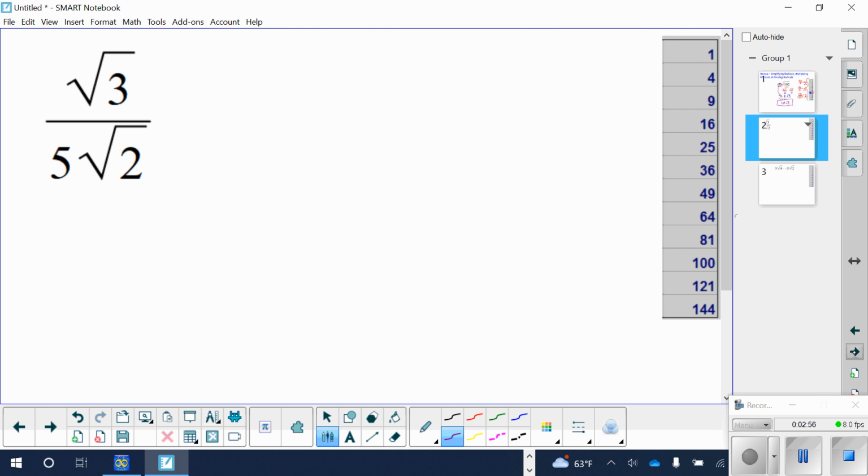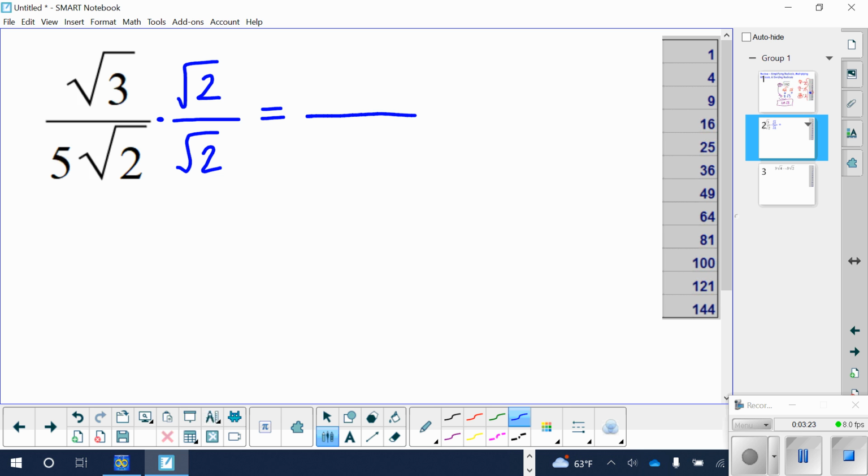Okay, division problem. The first thing you want to look for is the numbers in jail. Can they divide? So 3 is in jail, 2 is in jail. Can 3 divided by 2 reduce down to an integer? And of course the answer is no. So I need to get rid of that square root of 2. That's not allowed in our denominator. So we're going to rationalize this by multiplying the denominator by the square root of 2 and the numerator by the square root of 2.